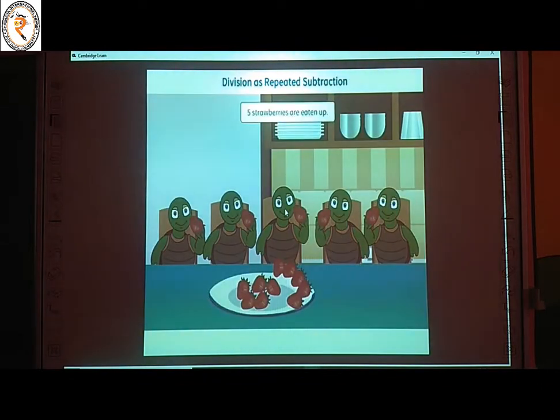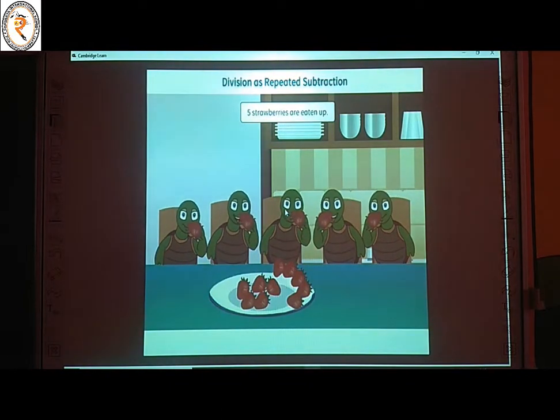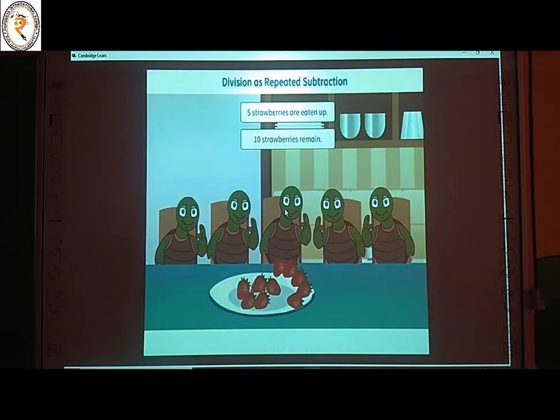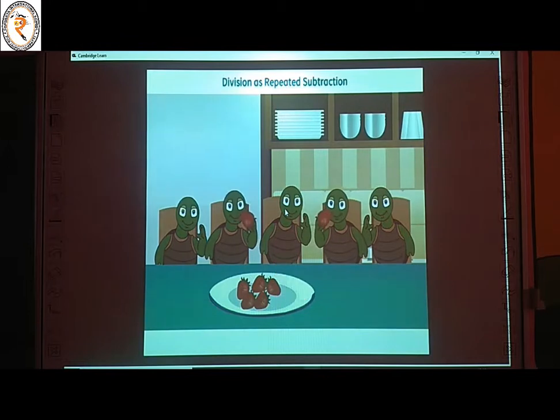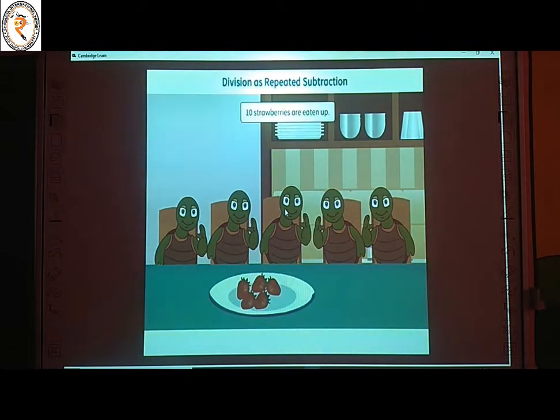Now each of the 5 turtles eats 1 strawberry. Thus, 10 strawberries are remaining. The turtles are still hungry. Each of the 5 turtles eats 1 strawberry again. Now, 10 strawberries are eaten up and 5 strawberries are remaining.